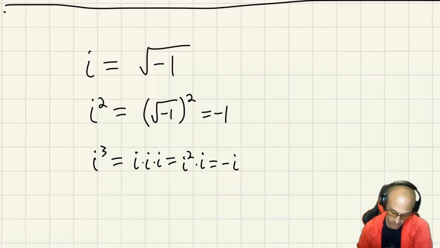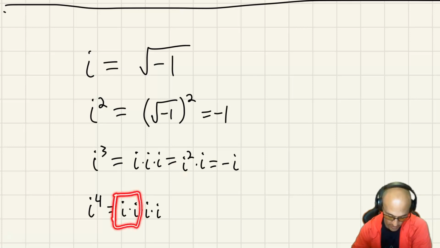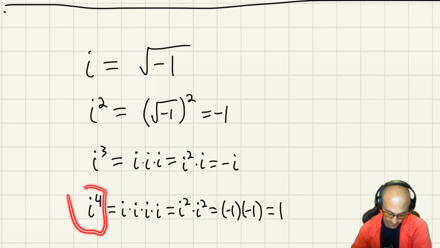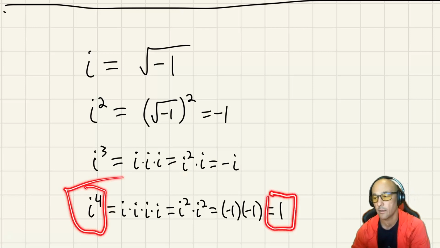All right. i to the 4th. It's going to be equal to i times i times i times i. And this is i squared times i squared. Well, each of those is negative 1. So negative 1 times negative 1 is 1. So i to the 4th power equals positive 1.